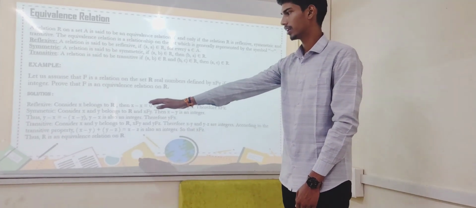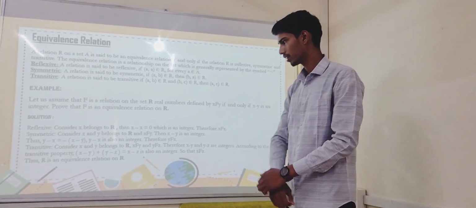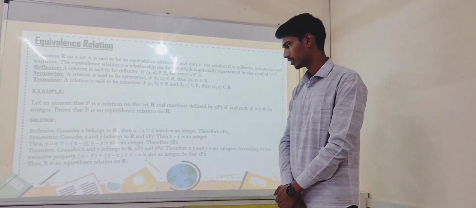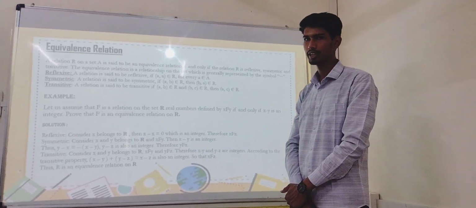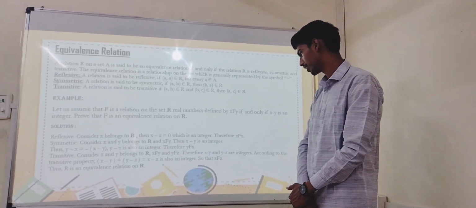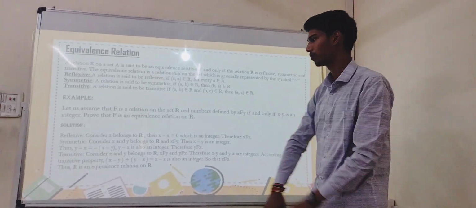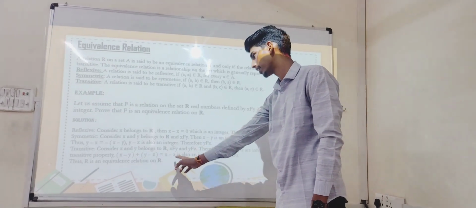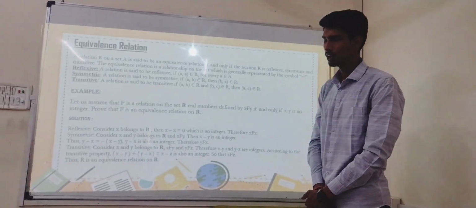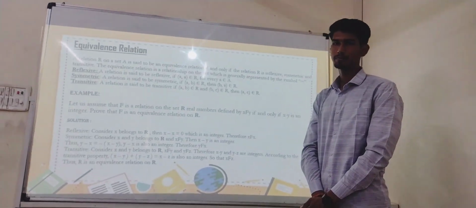Transitive. Consider x, y and z belongs to R, x F y and y F z. Therefore, x minus y and y minus z are integers. According to the transitive property, x minus y plus y minus z equals x minus z is also an integer. So that x F z.